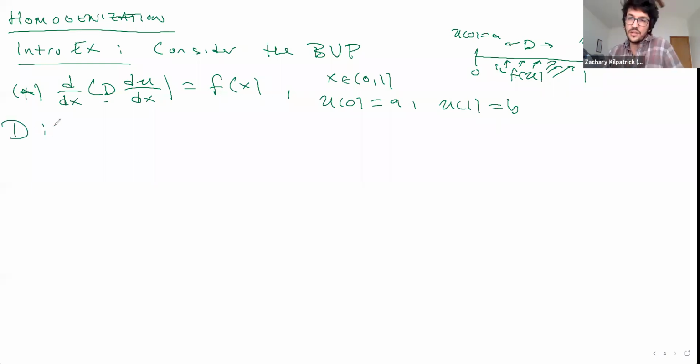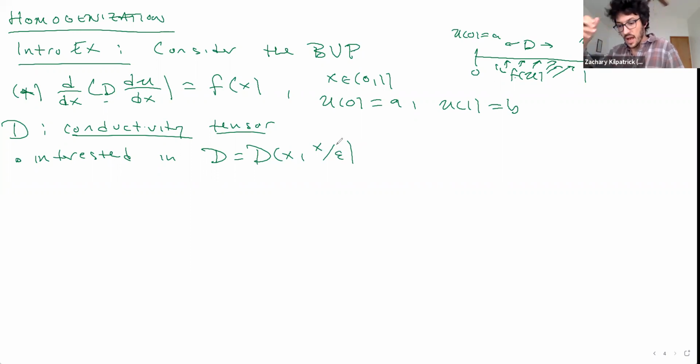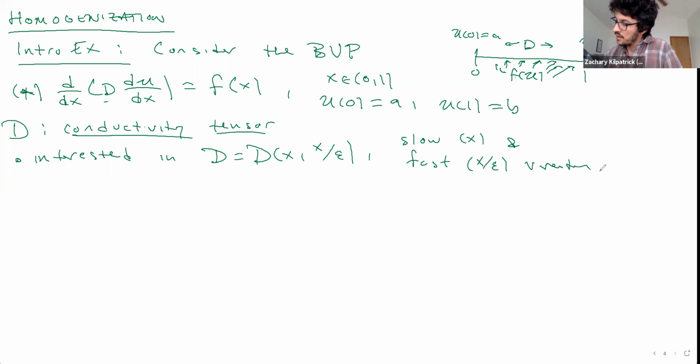And this doesn't just apply to heat equations. There are other equations, surely, for which this is a steady state solution. So in general, we're going to call D a conductivity tensor. It just tells us something about the conductive properties of our material. And we're interested in the particular case where D is the following function. I'm going to write it as some function of x, and also some function of x divided by epsilon, which would be the microscale. So as you change x just a little bit, this variable is going to change a lot because epsilon is small. I know we're not in time, but you have slow and fast variation, in other words, macro and micro scale variations in this case.